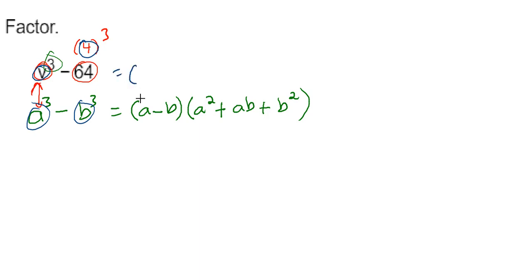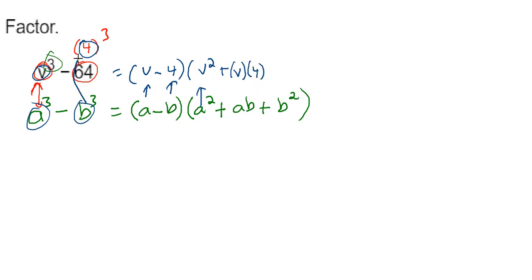How this will factor is a minus b, but in my problem, instead of a, I have v, minus, instead of b, I have 4. So I get v minus 4. And then for the second factor, we'll have a squared, but instead of a, we have v in the problem that we were given, so that'll be v squared, plus a, which is v, times b, which is 4 in my problem.